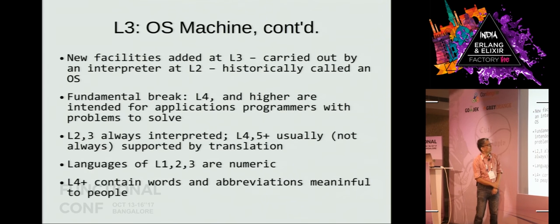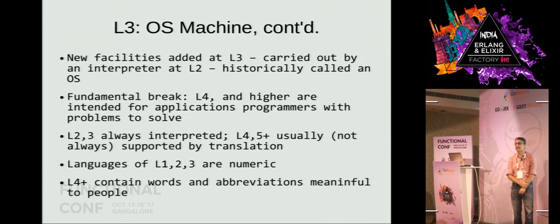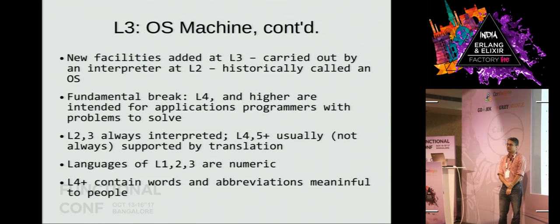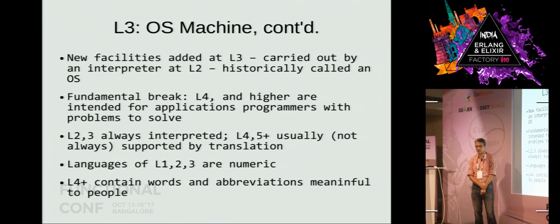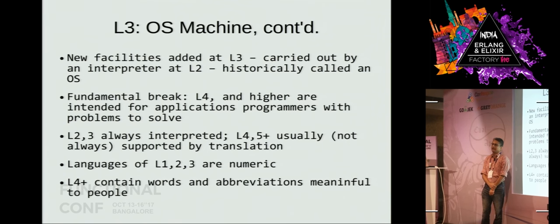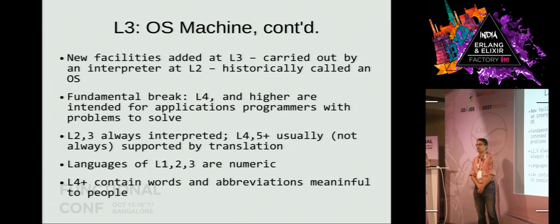Level 4 and higher are intended for application. So if you're writing assembly or if you're writing C or any of these modern languages, you're at level 4 or higher. Level 4 is typically assembly, level 5 is all these high level programming languages. Tannenbaum doesn't mention Erlang, he mentions basic, C, C++. But Erlang fits into level 5. Whereas levels 1, 2, and 3 rely on numeric languages. Level 4 and 5 usually have words and phrases which make more sense to humans.